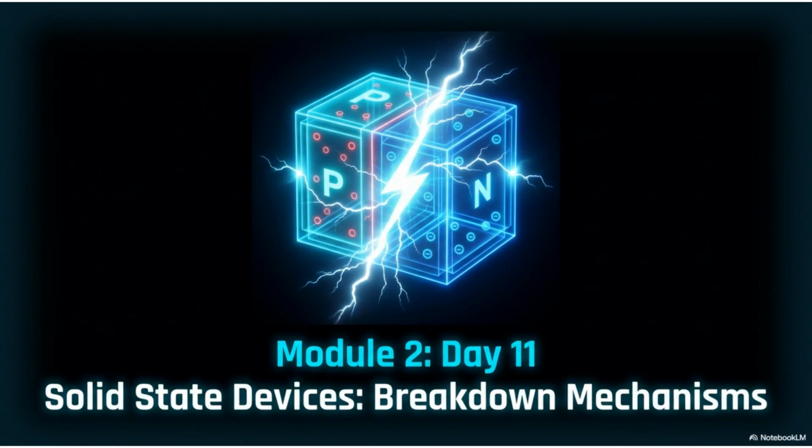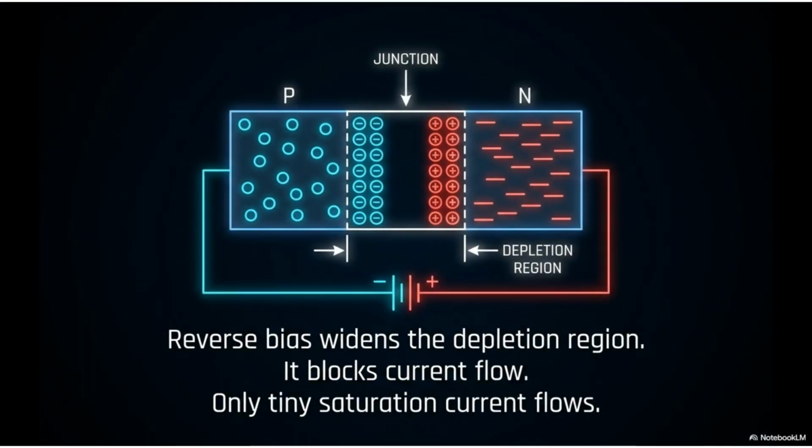Welcome to our video on breakdown mechanisms in solid-state devices. Today, we'll explore the science behind what happens when these components reach their limits. In a PN junction under reverse bias, the depletion region widens. This naturally blocks current flow, allowing only a tiny saturation current to pass through.